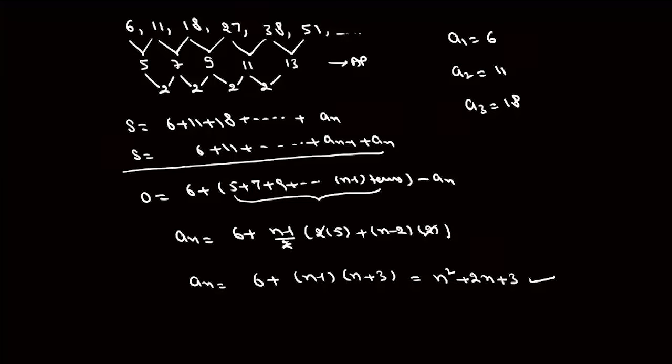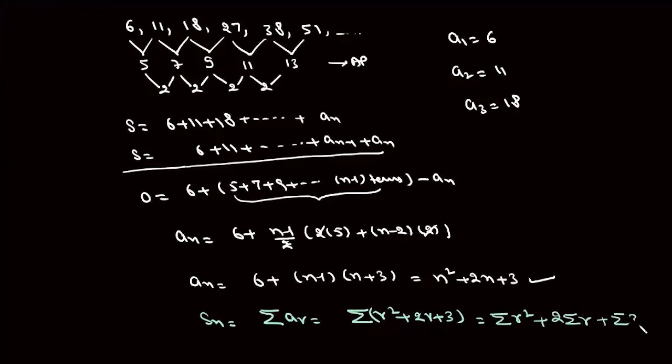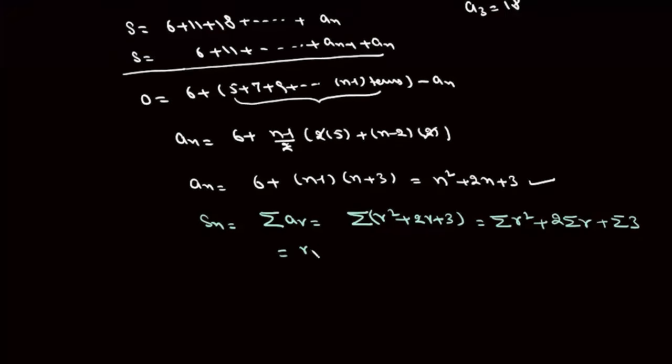And if we have to find the sum of n terms, it'll be given by summation AR, and there'll be summation R square plus 2R plus 3, which is summation R square plus 2 times summation R plus summation 3, which is going to be n times n plus 1 times 2n plus 1 by 6 plus 2 times n times n plus 1 by 2 plus 3n.